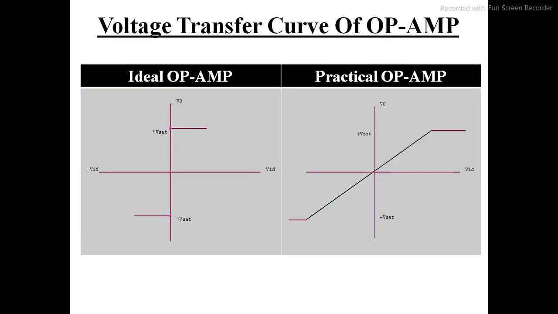Next, we come to the voltage transfer curve of an op amp. This is the voltage transfer curve of an op amp for ideal as well as for practical. For the ideal op amp, this is the voltage transfer curve, and this is for the practical voltage transfer curve. For ideal values, it has two values, plus V saturation and minus V saturation, whereas for practical values, the differential input voltage varies in the positive as well as the negative direction.